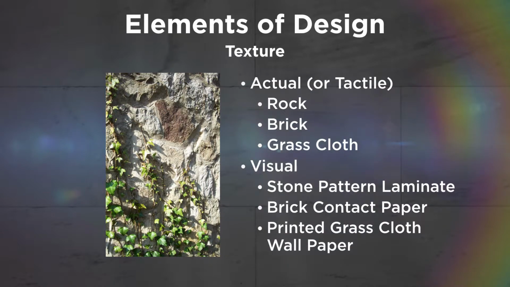Texture is defined as the roughness or smoothness of a surface, and it is noted either visually or by touch. There are 2 types of texture, actual or tactile, and visual.